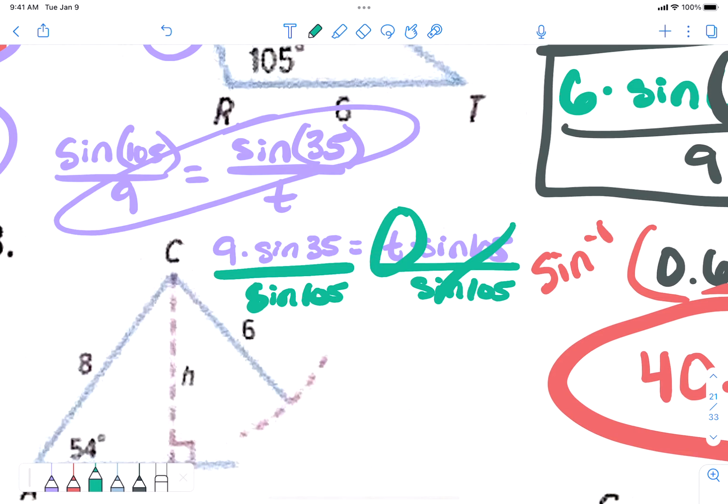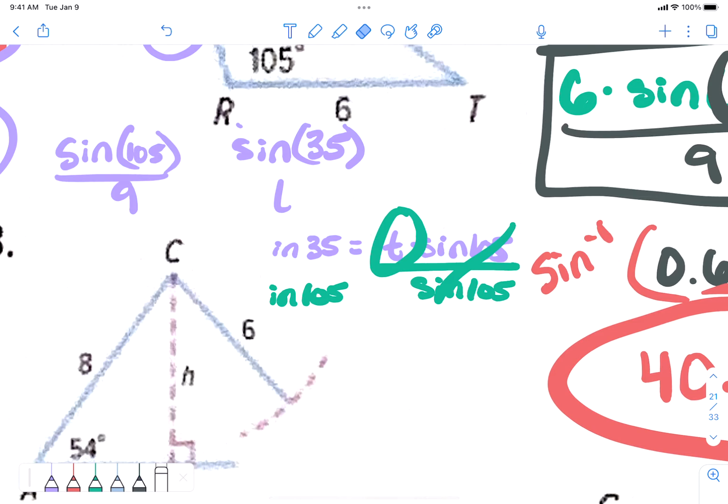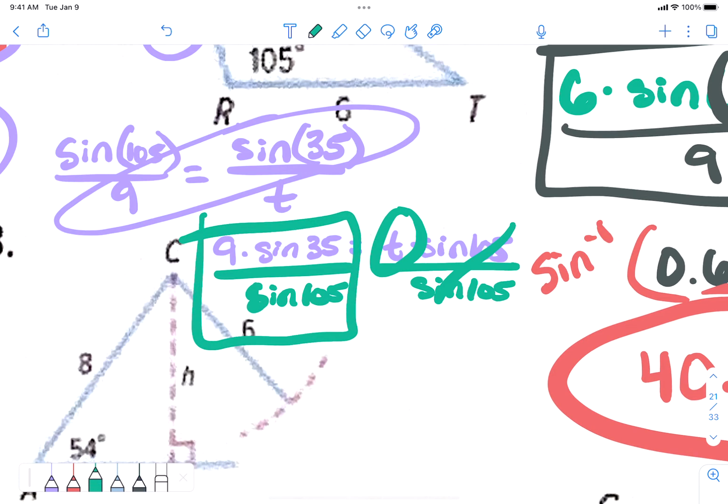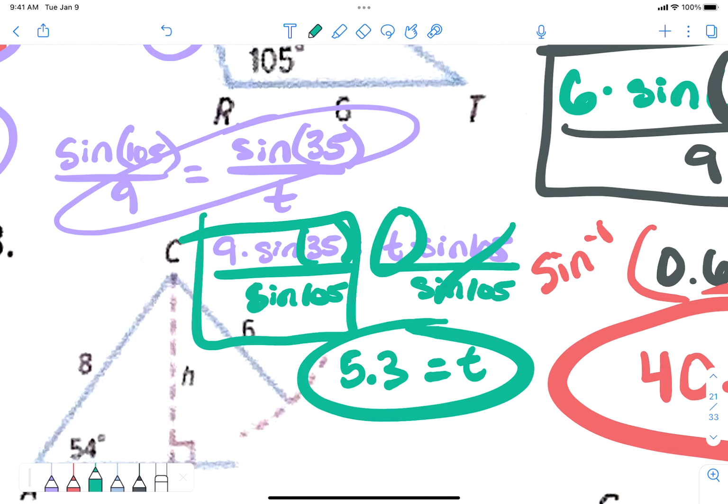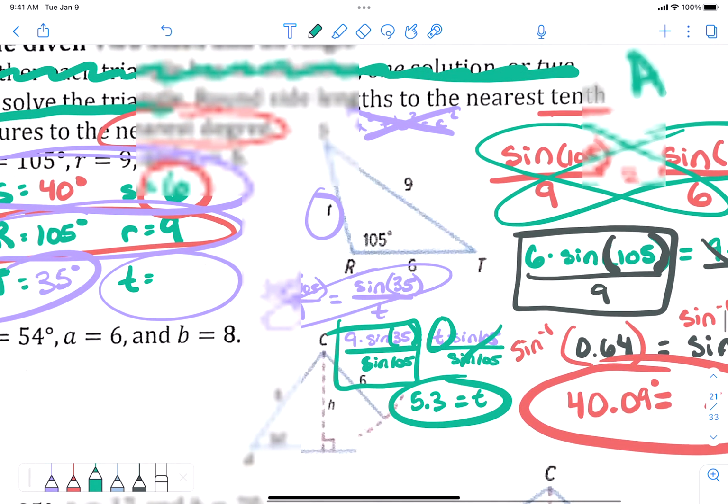And because we're just solving for t, we don't have to do that extra step where we're doing the inverse. We just literally type this chunk into our calculator, and that's what we get, right? 9 sine of 35. Make sure you close the parentheses on the 35 and then divide by sine of 105. T is equal to 5.34, so 5.3. All the sides we're going to do to 1 decimal place. All of the angles will go to the nearest whole number, right? So 5.3.